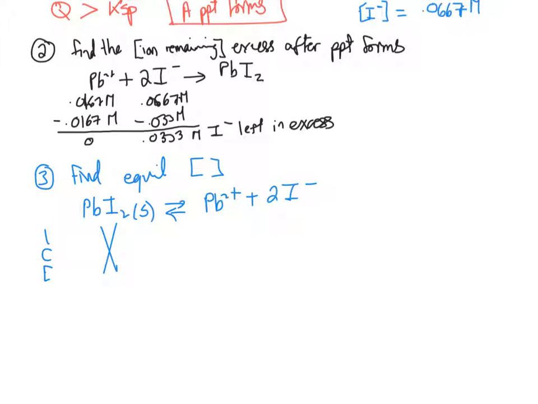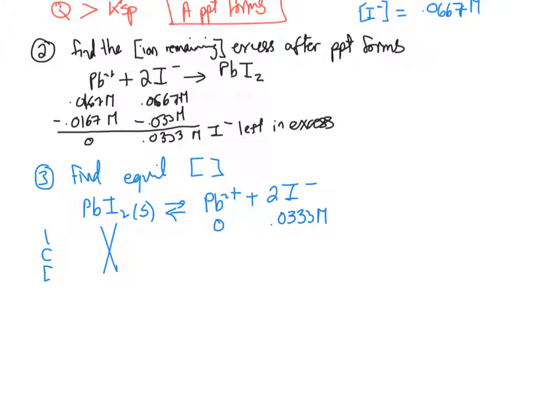So what's going to happen is that the Pb2+ and the 2I- are going to react together to form my precipitate. I use up all my Pb2+, and so I don't have any of it, but I do have some extra I-, and so these are going to be my initial concentrations here for my equilibrium. So this is 0, this is 0.0333 molar.